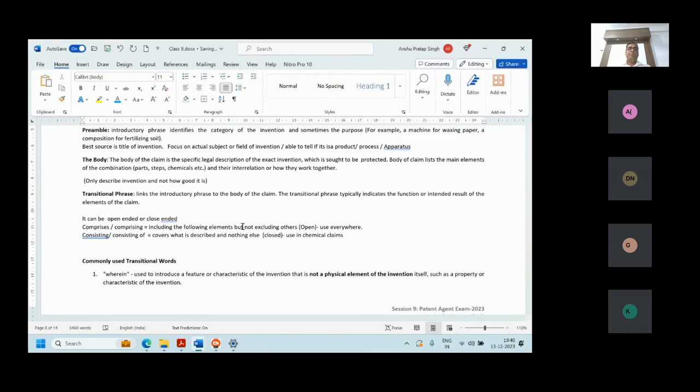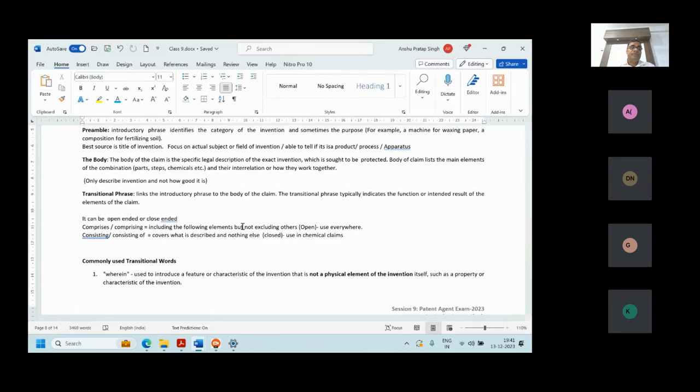Consisting is A, B, C. Then there is no scope for any D, E, F. That's it. What I have said is the only thing. Hence, it is used mostly in the chemical grades. Otherwise, comprising should be used.